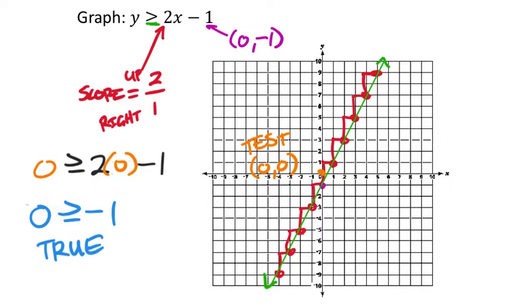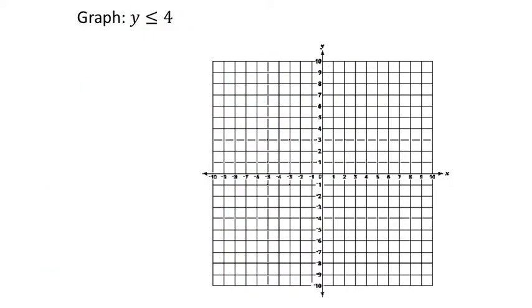So since it's true, and my point I would say is on the left, that means I've got to take my shading tool. Let's see if I can do this with less shading, but there we go. This side of the line I just shade in. Now, I don't really have to get all of it because I'm just doing it by hand, but this tells us, again, every ordered pair that's on this side of the green line would make the original inequality a true statement. Okay, so this one just says y is less than or equal to 4.